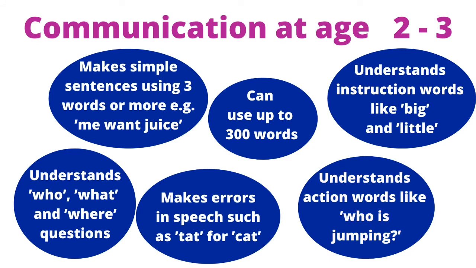Again, note the understanding. Who is jumping? They may not be able to say who is jumping, but in those building blocks process, they're understanding who is jumping. And they make lots of errors in their speech in these ages, like tat for cat, done for sun, and poon for spoon. And all we need to do is say, yes, it's the spoon when they say doon, or yes, we can see the sun when they say done. We don't say, no, that's not right. We say, yes, we can see the sun. And yes, there's a cat. And that will help them correct their pronunciation slowly over time.